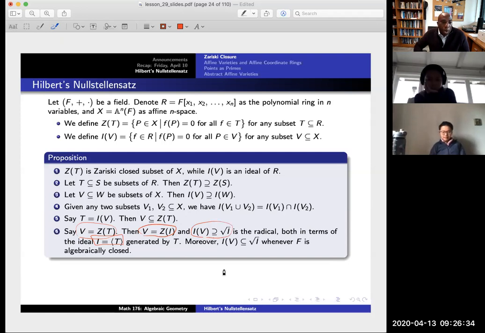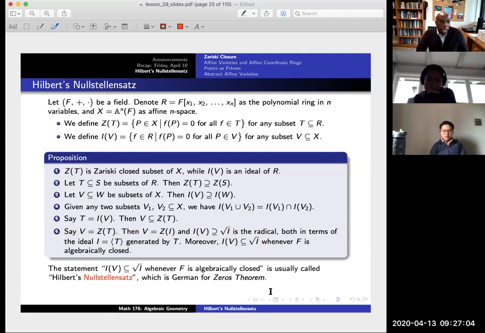Finally, I have a stronger statement. Whenever F is algebraically closed, then actually I have equality. So that is, I(V) is equal to the radical of the ideal generated by T. Right, so again, this equality here holds whenever F is algebraically closed. Right. So of course, I do want to go through the proofs of these six statements so you can see how everything works.